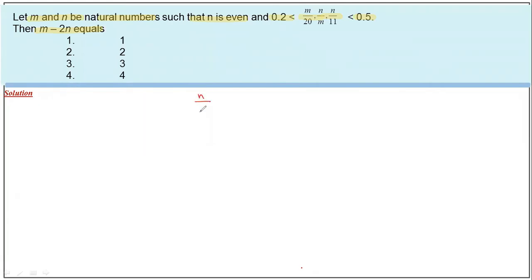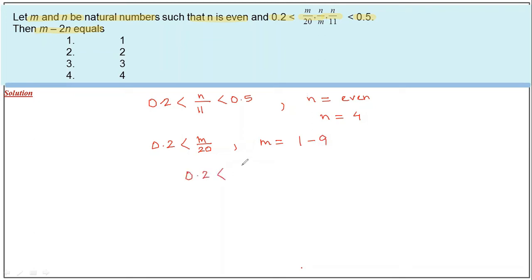Okay, so since n by 11 should be less than 0.5 and also greater than 0.2, and given that n is even, so the value of n has to be 4. Also, since 0.2 is less than m by 20, the value of m can be from 1 till 9. Another criterion is that 0.2 is less than n by m, so 4 by m should be less than 0.5.